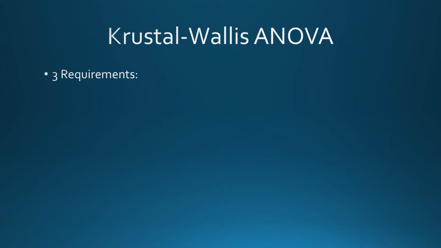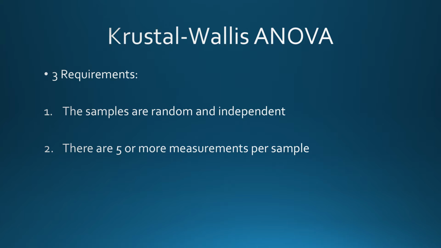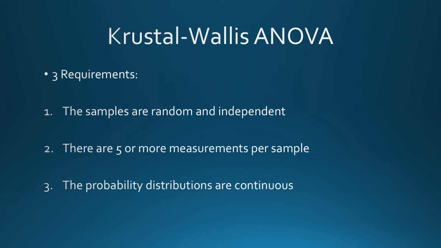There are 3 primary requirements to being able to use the Kruskal-Wallis. 1, the samples are random and are independent. 2, there are 5 or more measurements per sample. And 3, the probability distributions are continuous.